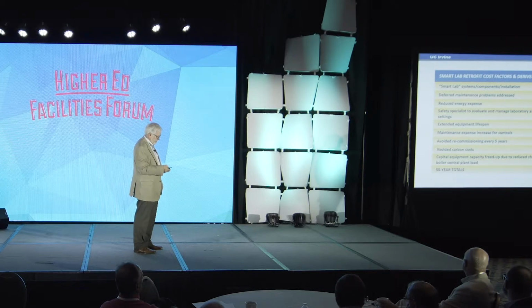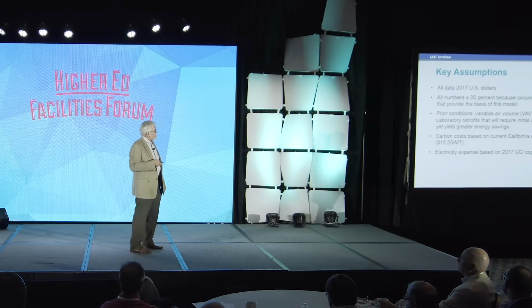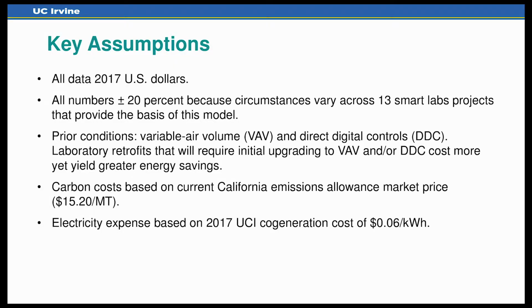So let's see. Oh, and before I show you the numbers, let me show you the assumptions, just because I want to be really clear about this. All the data I'm going to show you now are 2017 dollars. In other words, we didn't inflate them and then discount them. None of that mumbo jumbo. It's all 2017 constant dollars. There's about a plus or minus 20% factor because this summarizes 13 projects that provide the basis. It's all projects which had VAV and DDC to begin with. The projects that were older, that didn't, we had a couple of constant volume buildings and a couple of dual duct buildings. They cost more, but they also save more, so they would be analyzed separately from this model.